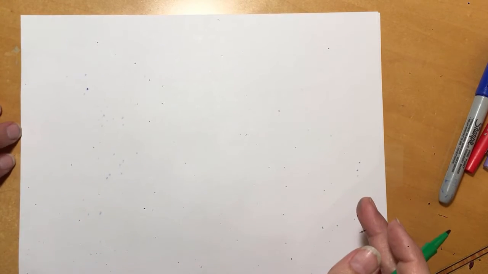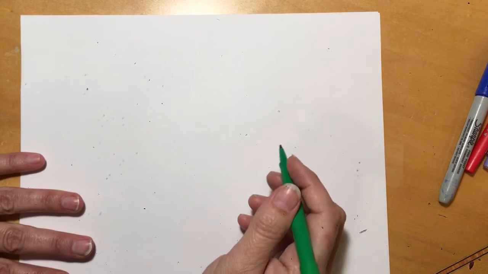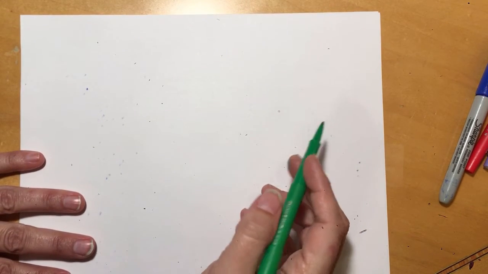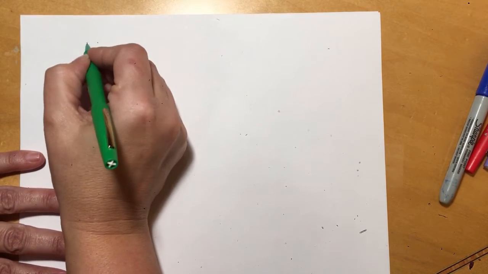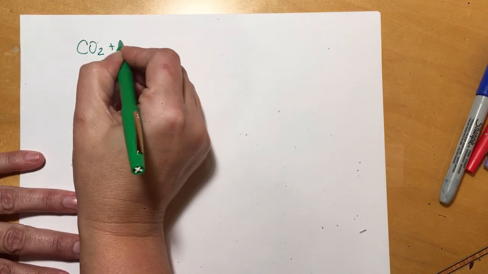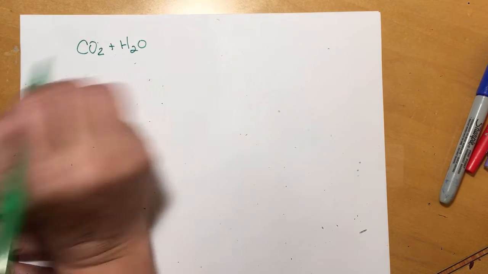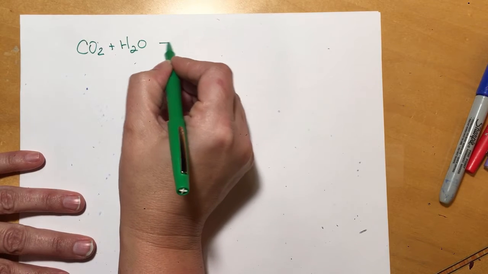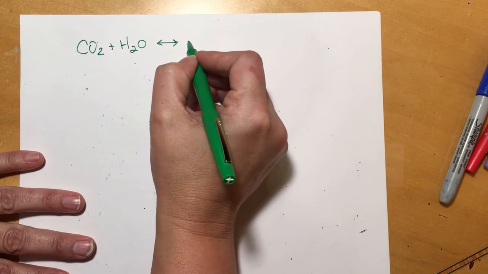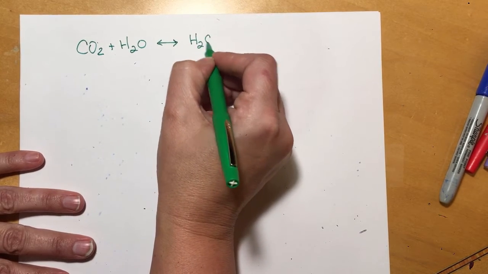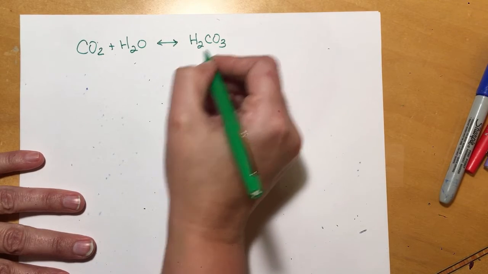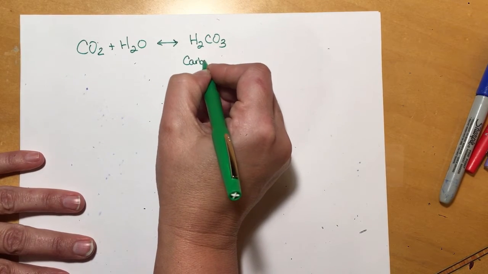You might be wondering why CO2 and pH are so important for respiratory rate and how they're related to each other. It's because of this equation. If you take carbon dioxide and you add it together with water, you end up with something called carbonic acid. So this is carbonic acid.